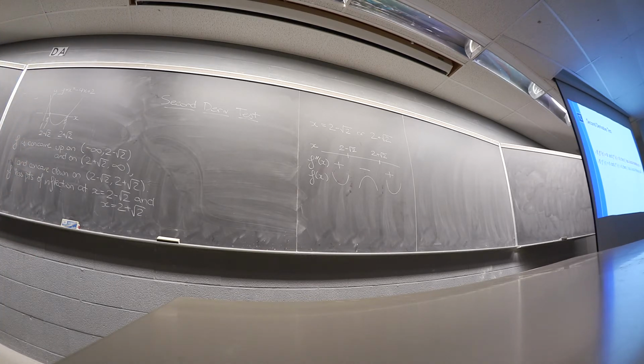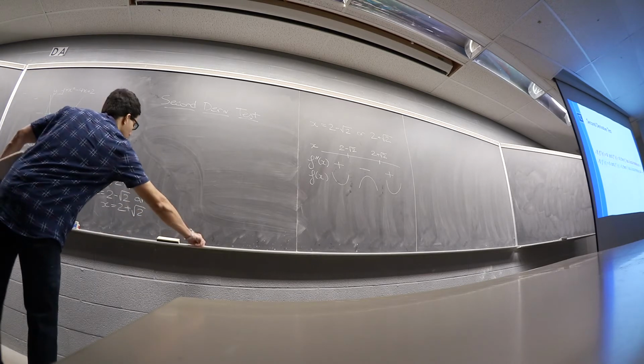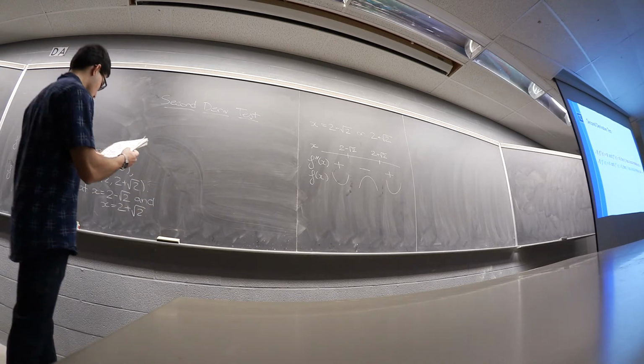So if the first derivative at a point is 0, so you have a stationary point, which is a special kind of critical point, and the second derivative is negative, then you've got a local maximum. If you've got the derivative being 0 and the second derivative being positive, then you've got a local minimum. It's easy enough to see.